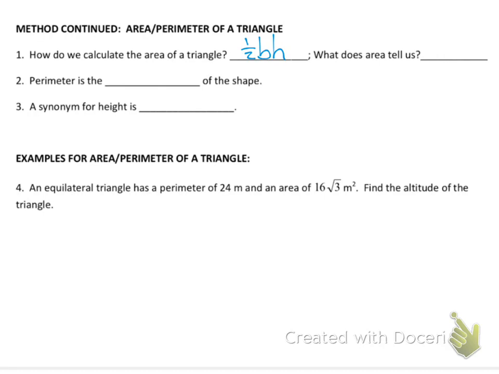But I would say the perimeter is the distance around. How about that? Distance around the shape.